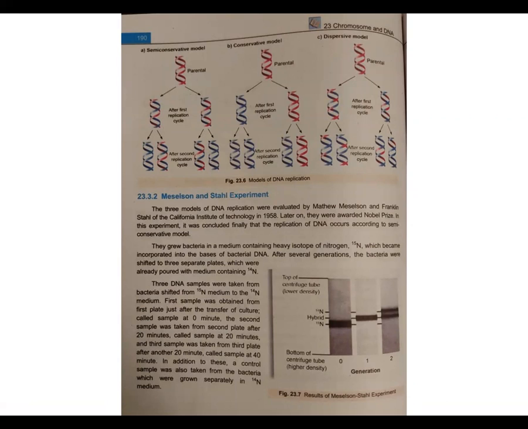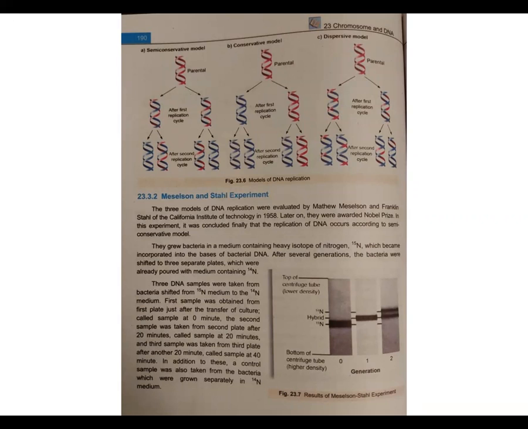Now we have three diagrams in figure 23.6. As you can see, the semi-conservative, the conservative, and the dispersive model. According to the semi-conservative model, like you can see in the pink one, half of it remains conserved, and half, the blue one, is newly synthesized. In the conservative model, the parental DNA remains intact, like the red one, and it makes entirely new DNA molecules, the blue ones.